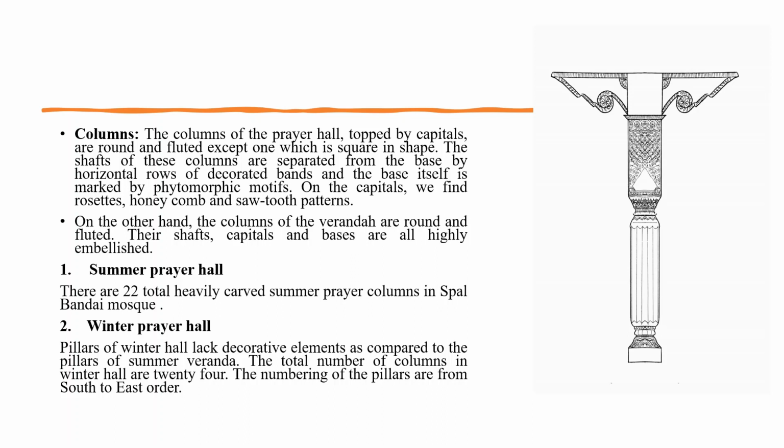Summer Prayer Hall. There are A to V, 22 total heavily carved summer prayer columns in Spal Bandai Mosque. Winter Prayer Hall. Pillars of Winter Hall lack decorative elements as compared to the pillars of Summer Veranda. The total number of columns in Winter Hall is 24. The numbering of the pillars is in south to east order.